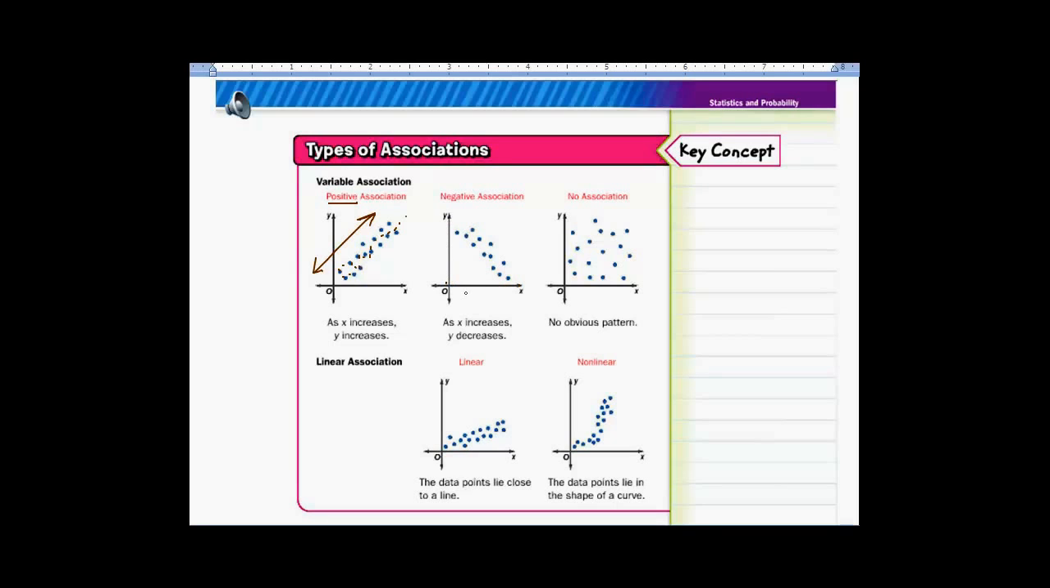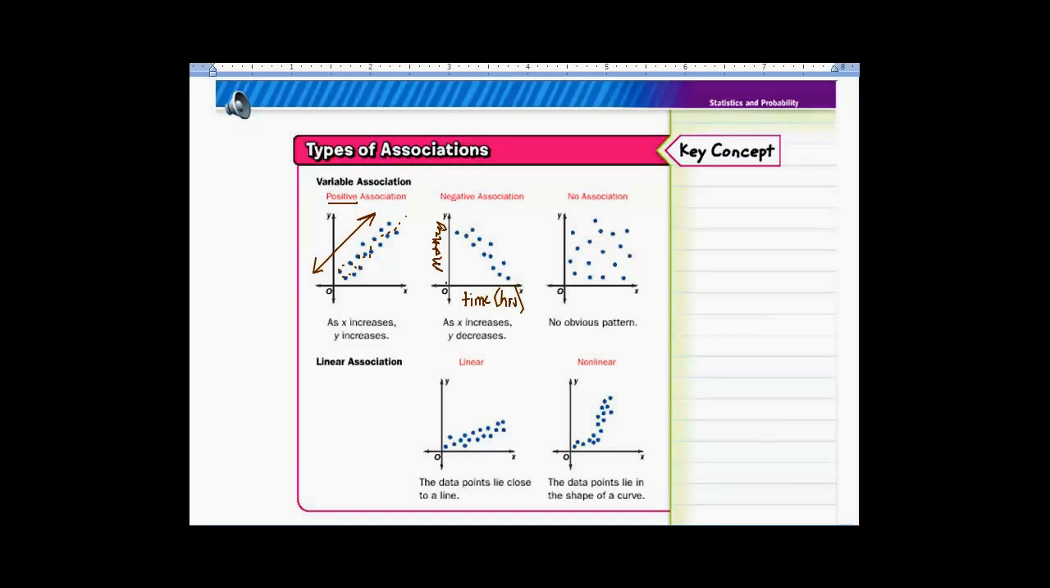Think of this something like, I don't know, time in hours spent shopping. And you can think of this being money.